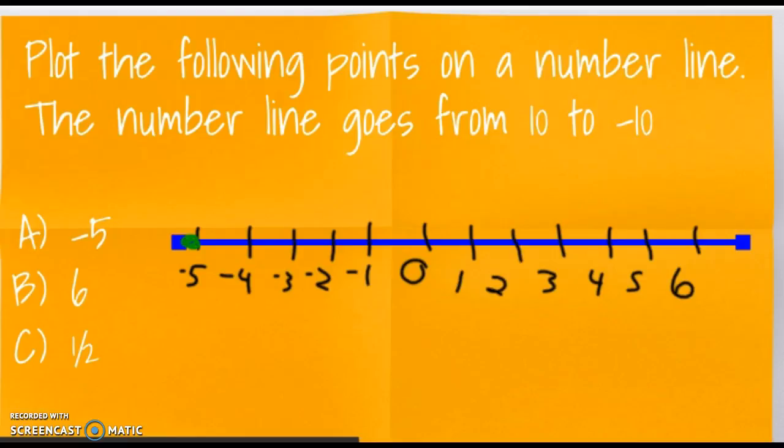So my first point is -5, which is right here. My second point is 6, which is over here. And then my last point is 1/2, which is right in the middle between 0 and 1. Whenever it says plot, you have to make sure that you put the dots on it. You can't just write the numbers.